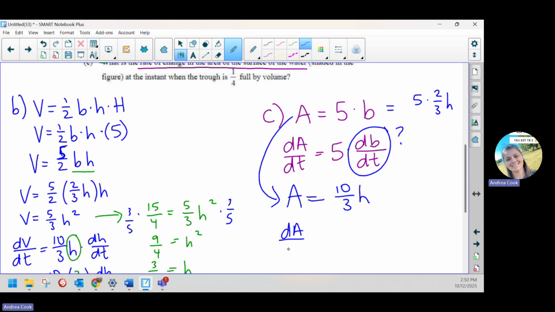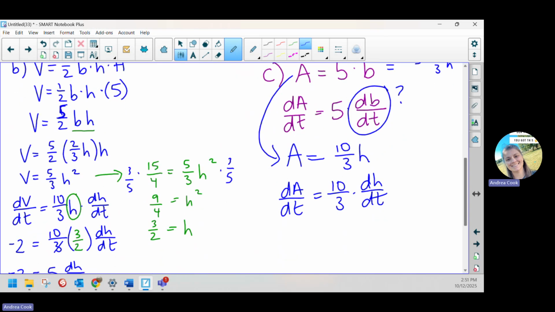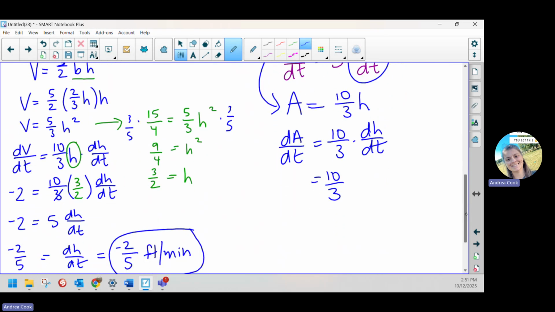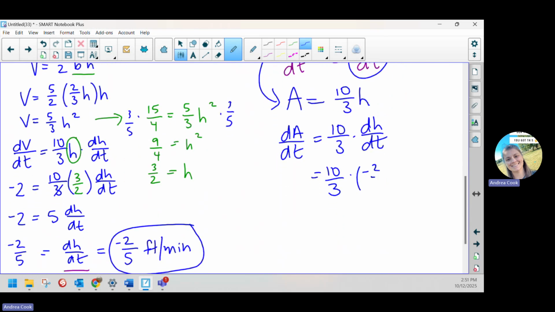So dA over dt is equal to 10/3 times dH over dt. And dH over dt we just found to be -2/5. So that's going to give us -4/3. And area is measured in square units, so it would be feet squared per minute.